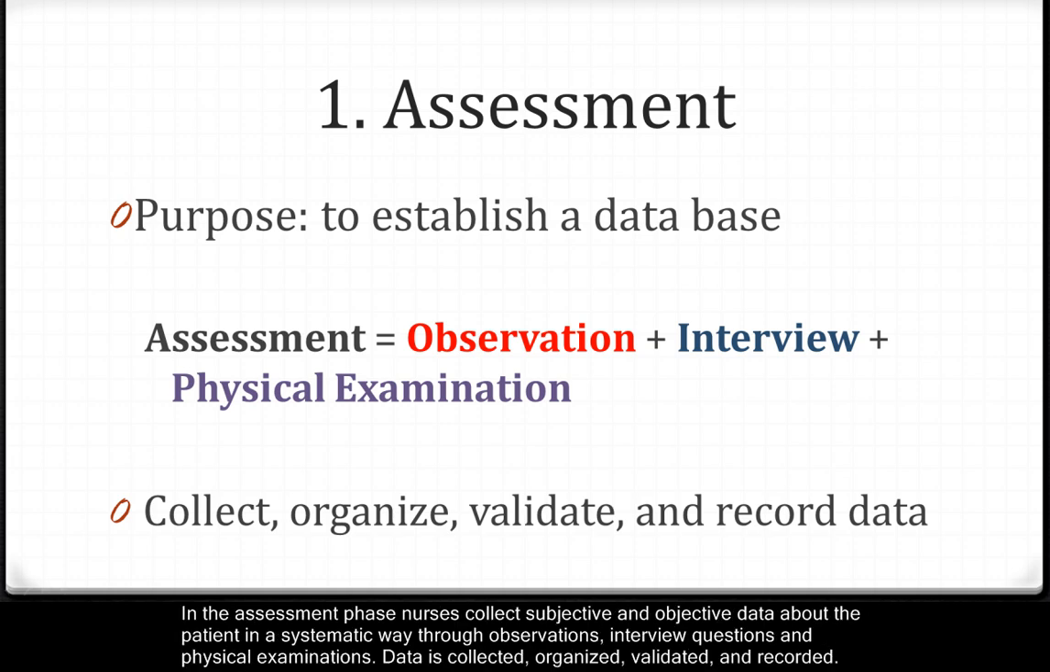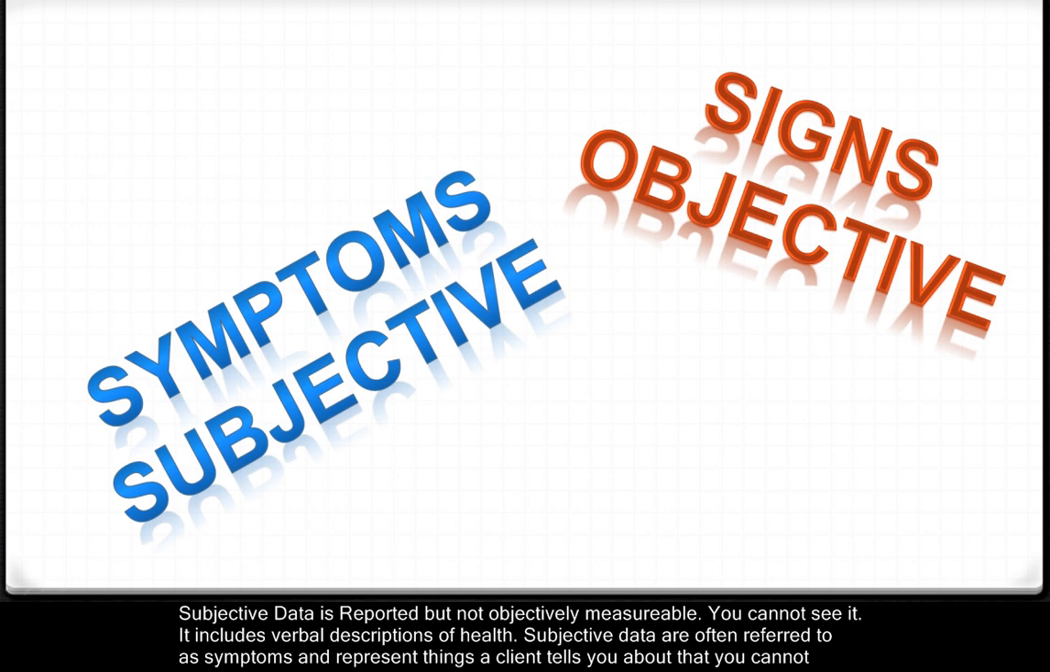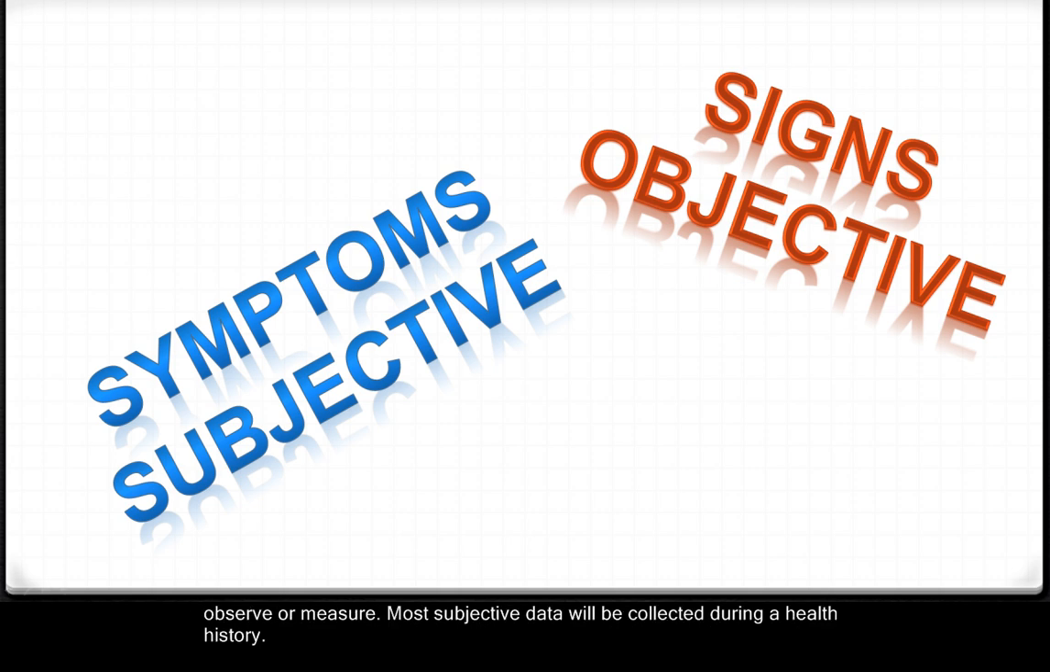In the assessment phase, nurses collect subjective and objective data about the patient in a systematic way through observations, interview questions, and physical examinations. Data is collected, organized, validated, and recorded. Subjective data is reported but not objectively measurable. You cannot see it. It includes verbal descriptions of health. Subjective data are often referred to as symptoms and represent things a client tells you that you cannot observe or measure. Most subjective data will be collected during a health history.